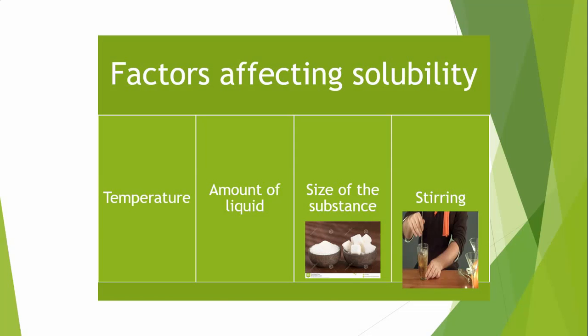The size of the substance, of course, which will dissolve faster, sugar powder or sugar cubes? It's sugar powder. Why? Because it has a larger surface area. So as the size of the substance decreases, the solubility increases. Stirring also will make the solubility faster, because you will make the solute particles find the gaps easier between the solvent particles. That's it. The last term that you should know is a saturated solution.